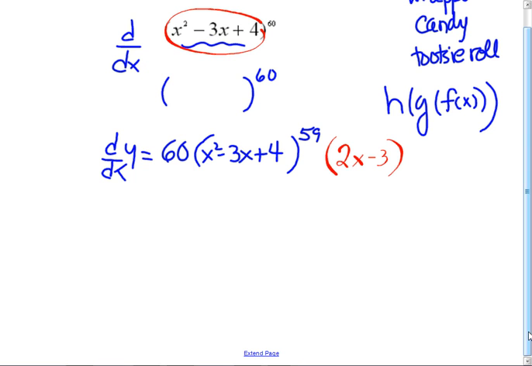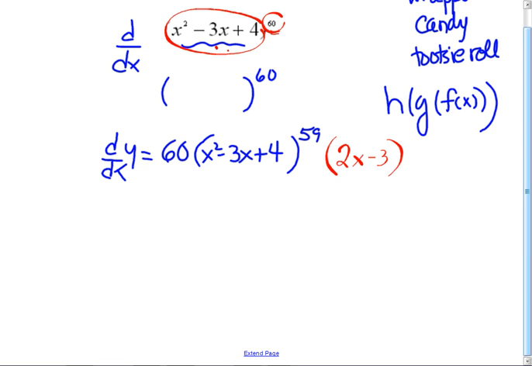I want to see if you can do the chain rule. So you do the derivative of the outside function times the derivative of the inside. What you're doing when you take the derivative of the outside function, you're taking the derivative of this power with respect to that function that's in there.